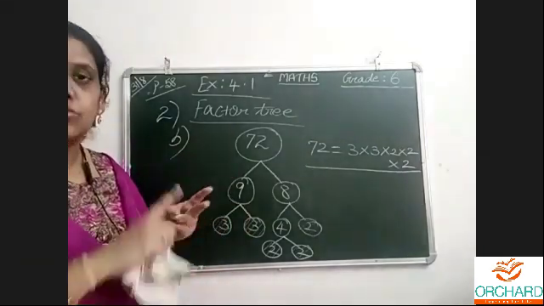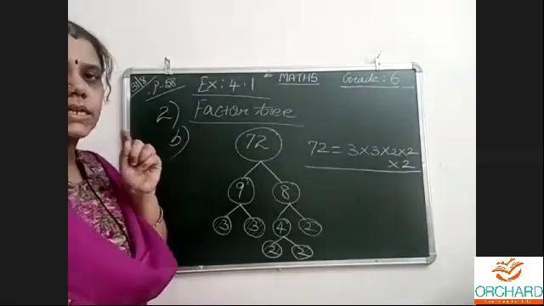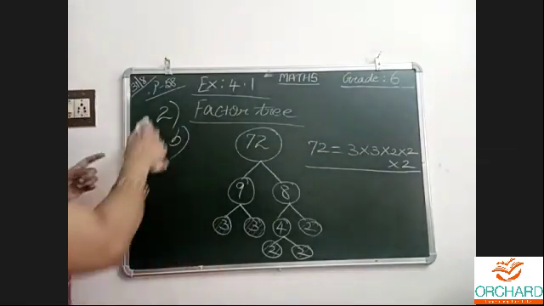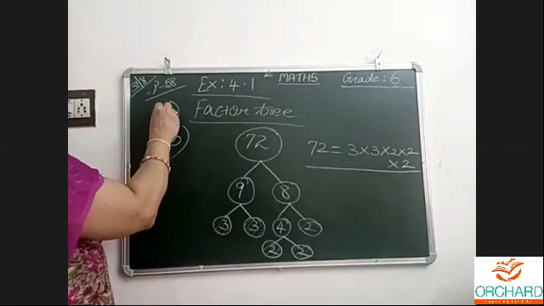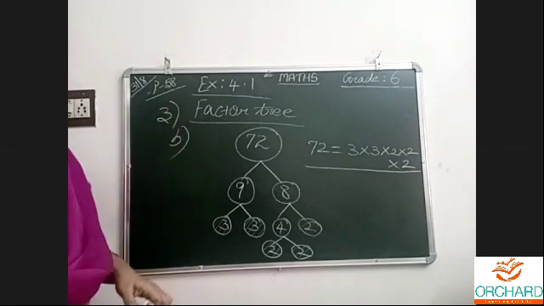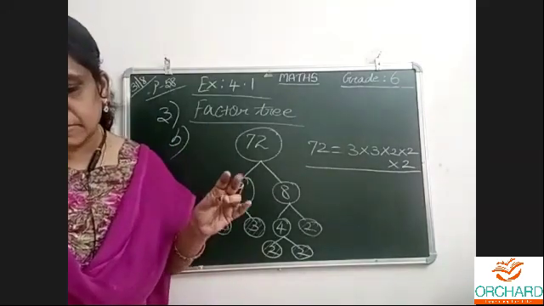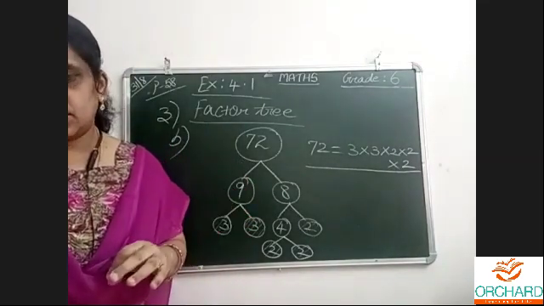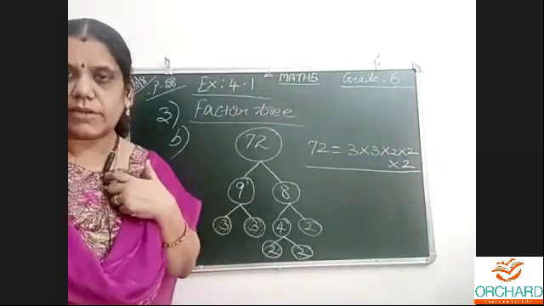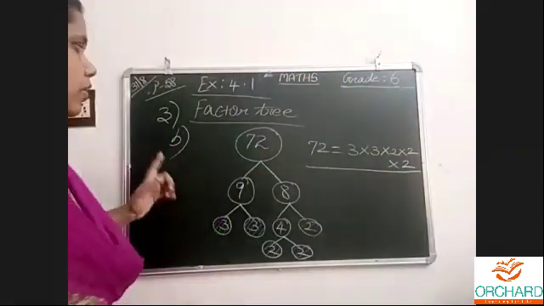Question number 2, we had 2 sums. B1 I completed, A1 is homework. Question number 3 is also full factor tree only. Find the prime factorization of each of the following numbers: A, B, C, D, E, F, G, H. 8 sums are there. 4 I will do, 4 you must do. All factor tree only.